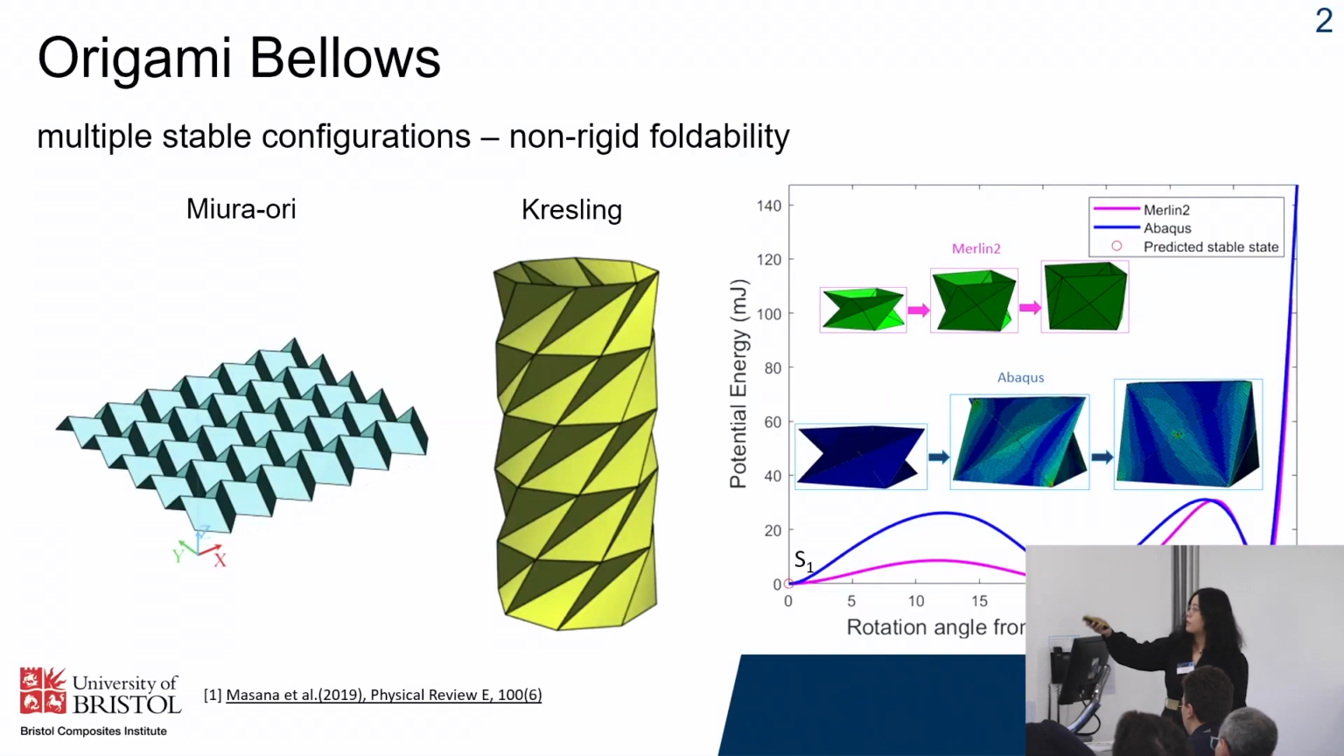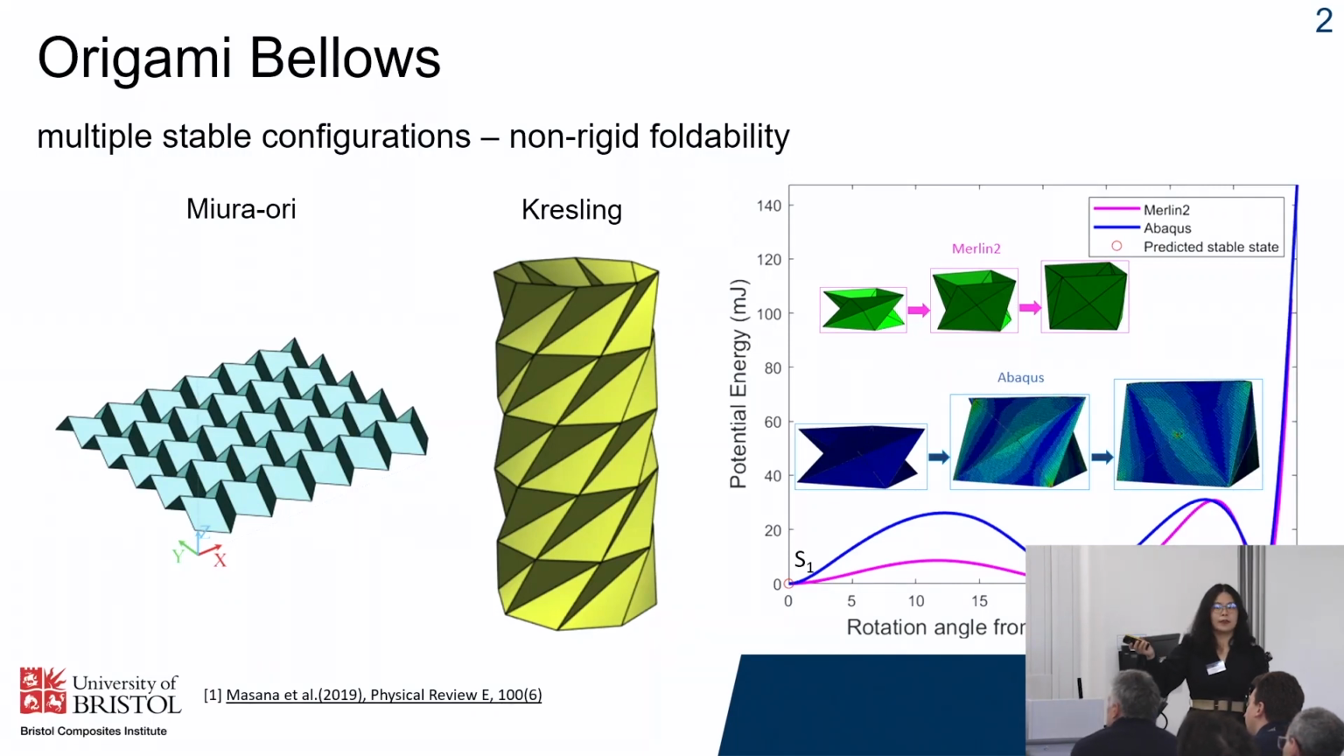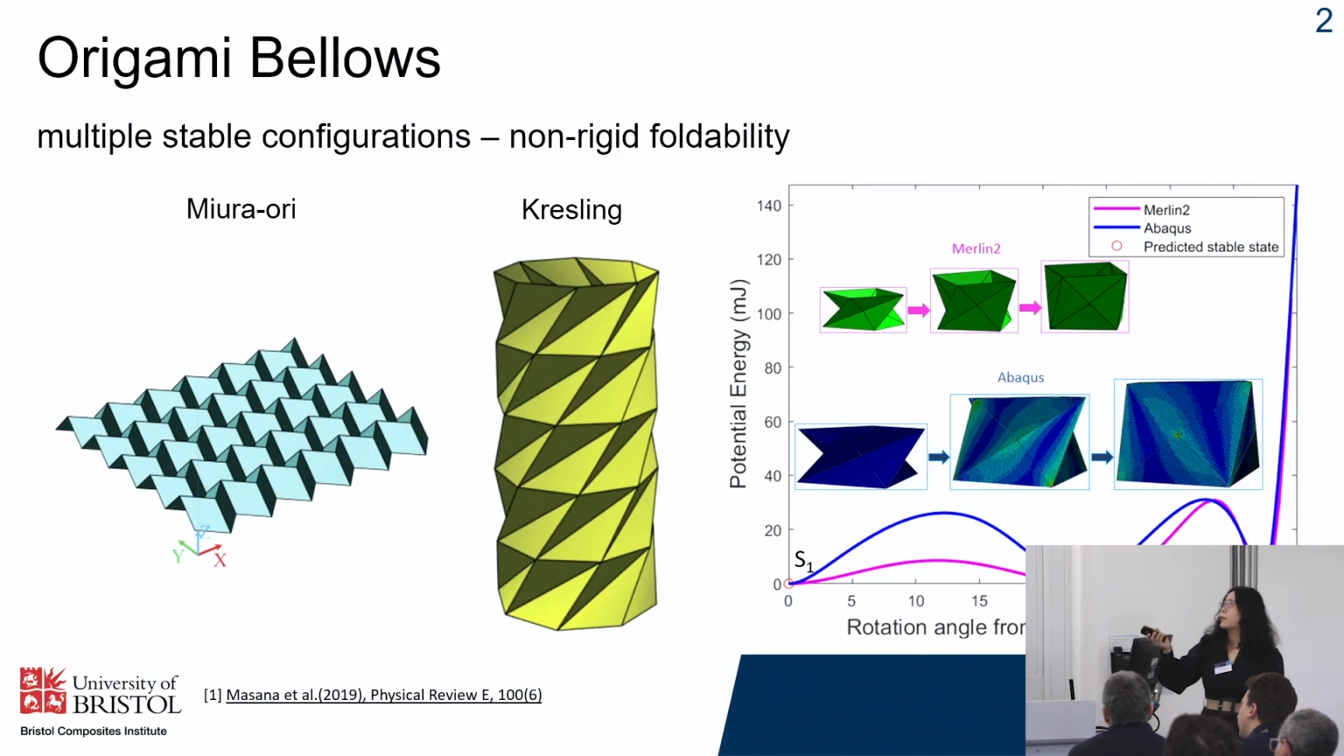And this is one of the most commonly seen origami structures, the Miura sheet, which is rigid foldable, which means when you compress it along the X or Y axis, the facets will not deform. And origami can also be folded into cylindrical structures like the Kresling pattern, this one. And it is non-rigid foldable, which means when you compress it, the facets will deform.